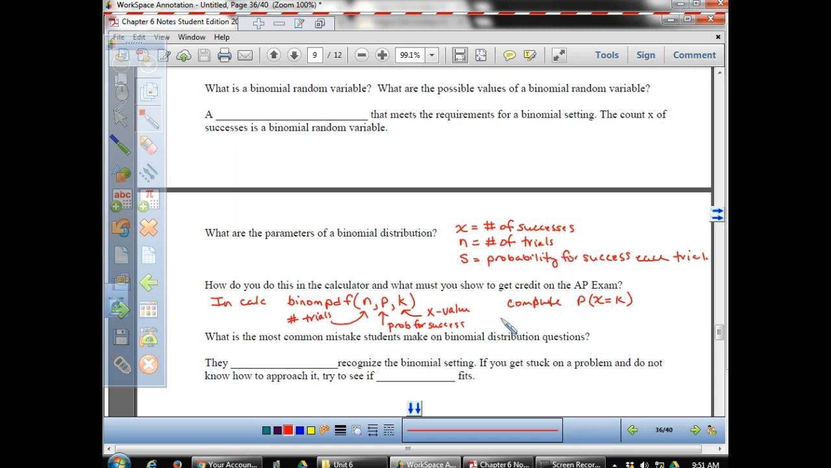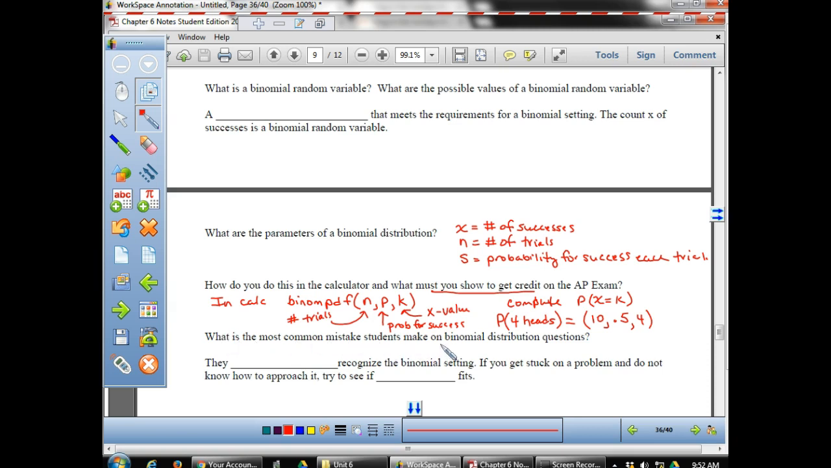If I want to know the probability of exactly 4 heads when I flip a coin 10 times, I would basically say I have 10 trials, my probability for success is 0.5, and then I would say I'm looking for the value of X of 4. So this would compute the probability of getting exactly 4 heads when I flip a coin 10 times. So that's what we're doing here. And I'm actually going to come back to what you must show to get credit on the AP exam. I'm going to come back to that.